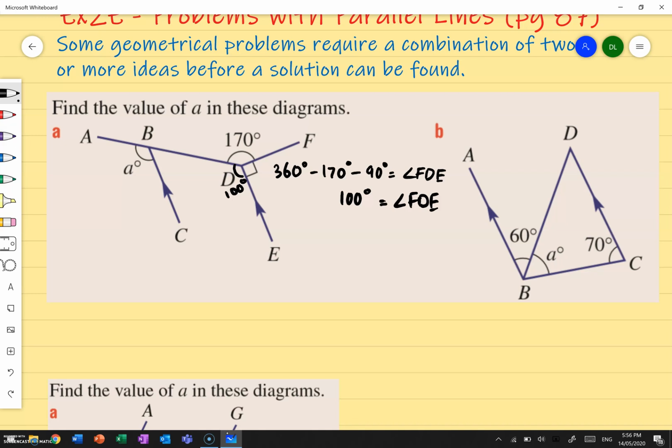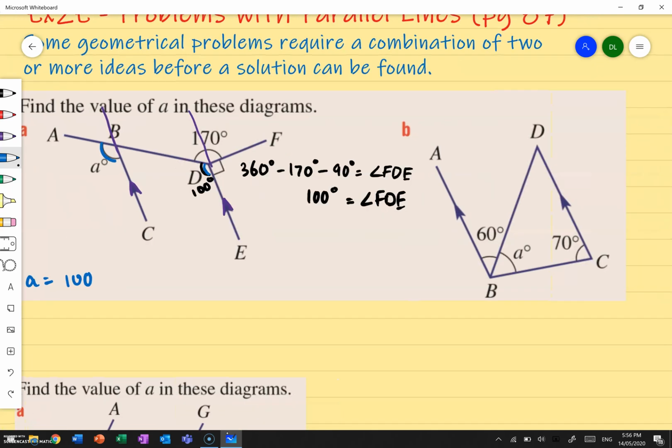Remember these lines here, they're parallel. And I know that because I've got the arrow here, which makes them parallel. So since I know they're parallel, I know that that's 100 degrees right there. And I know that this is corresponding. So because of corresponding angles, I'm not going to bother writing it, we know that A equals 100 degrees. Perfect.